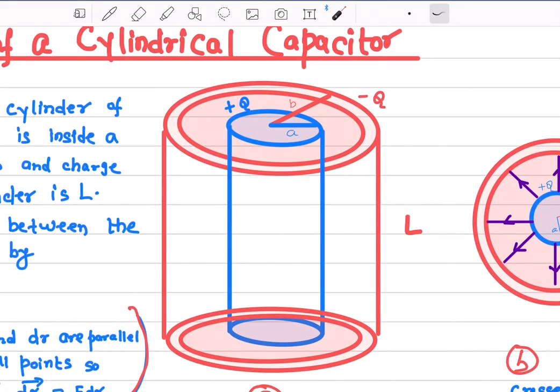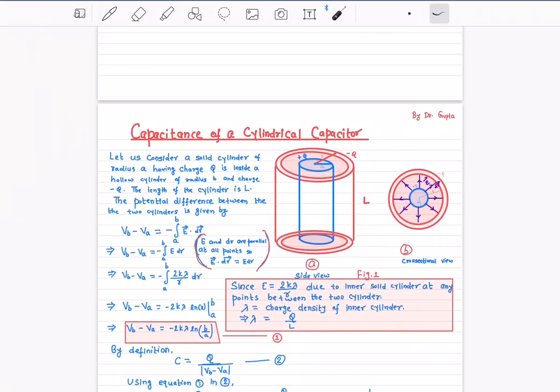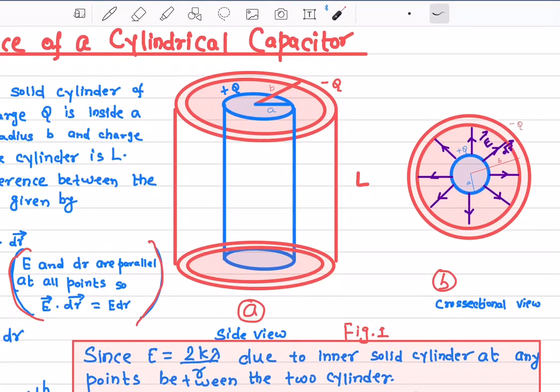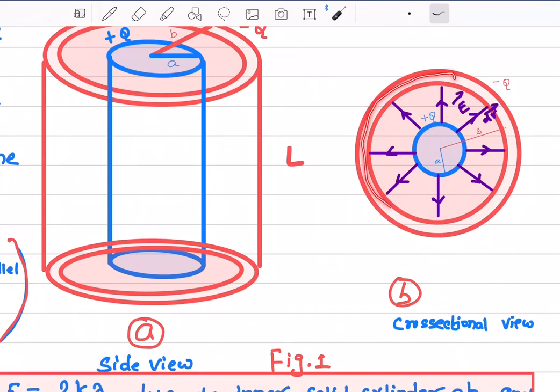And we assume plus Q charge is on the inner cylinder and negative Q charge is on the outer cylinder. The medium between these two cylinders is air. It can be any medium, but for now we'll start with the air medium. Okay, this is the side view. Now if you look from the top view, that's how it looks. This is the outer cylinder, and inside this is the inner cylinder. The length of the cylinder is L.